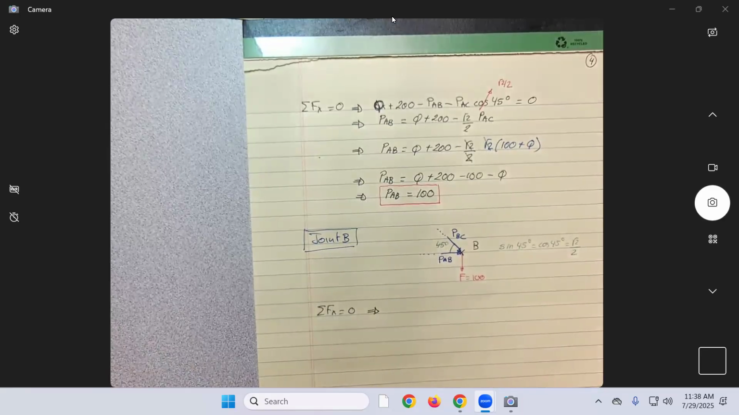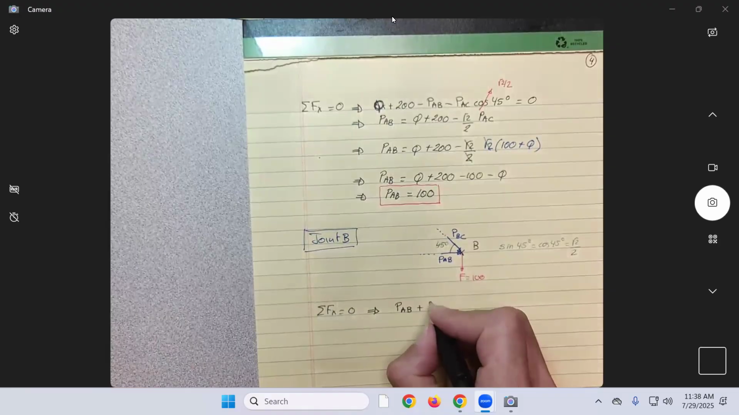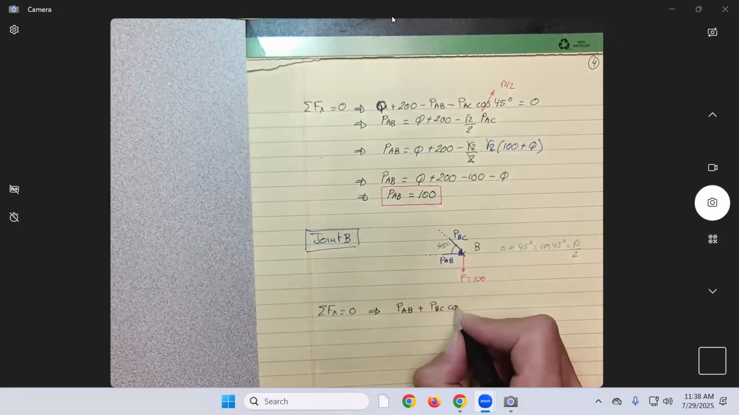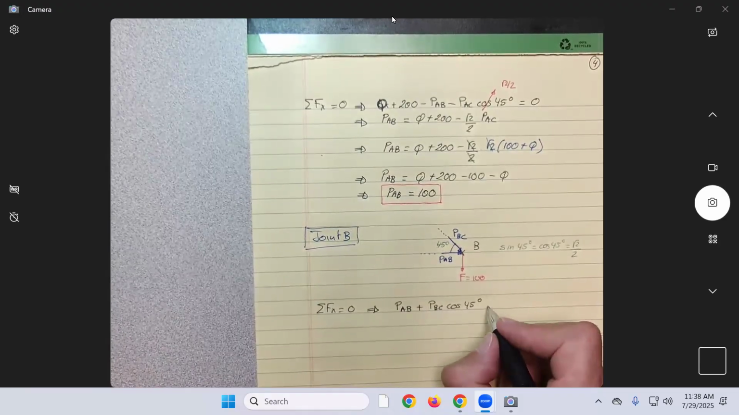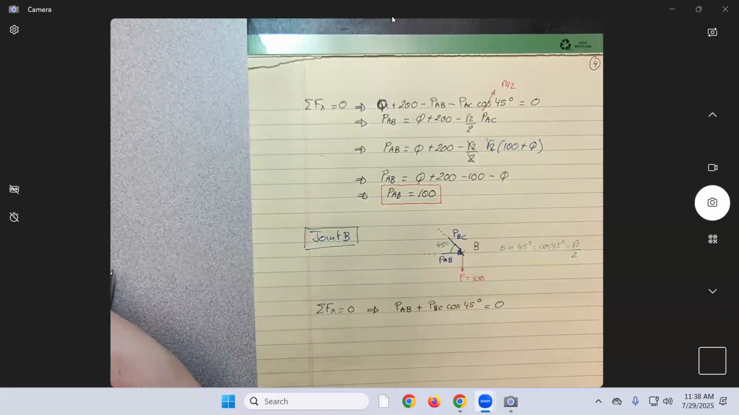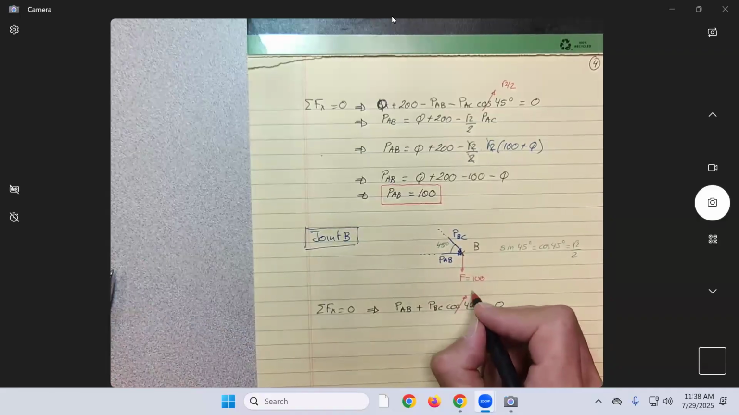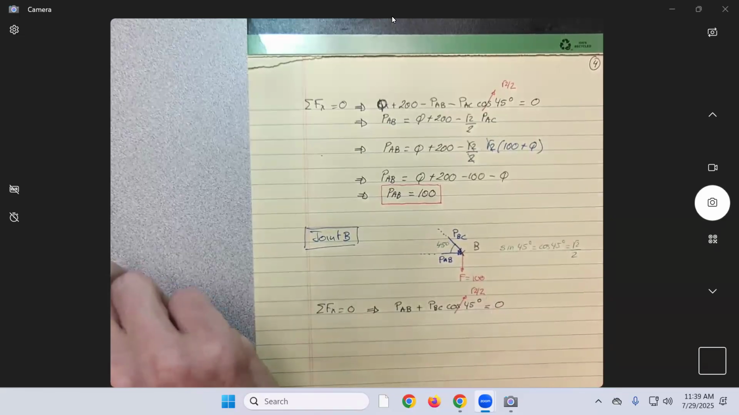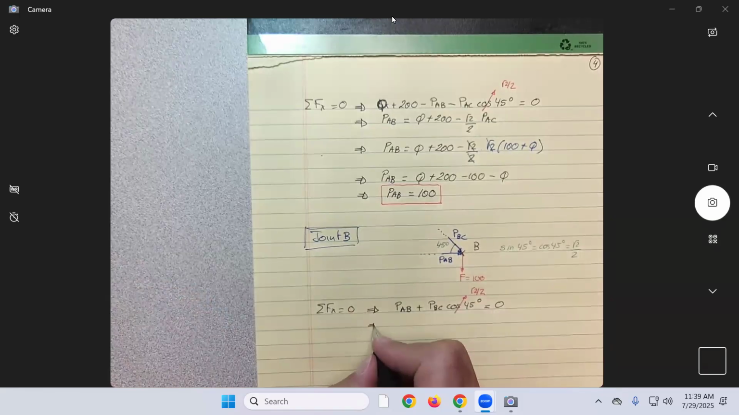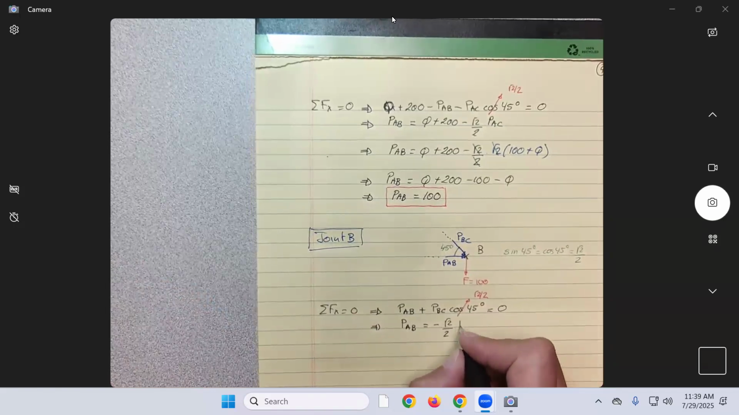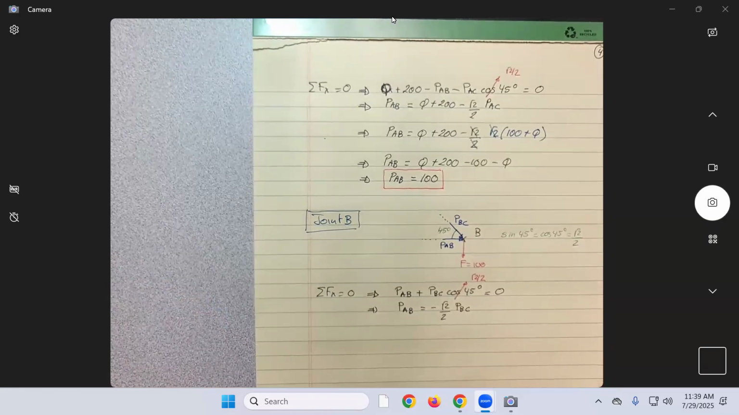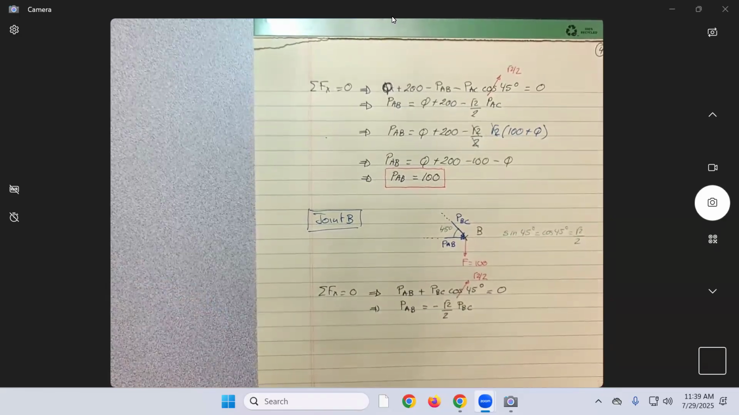So what would be the equation? Would be PAB plus PBC cosine 45 equal to 0. So again, remember cosine 45 will be square root of 2 over 2. So over here we'll have PAB will be equal to minus square root of 2 over 2 PBC.